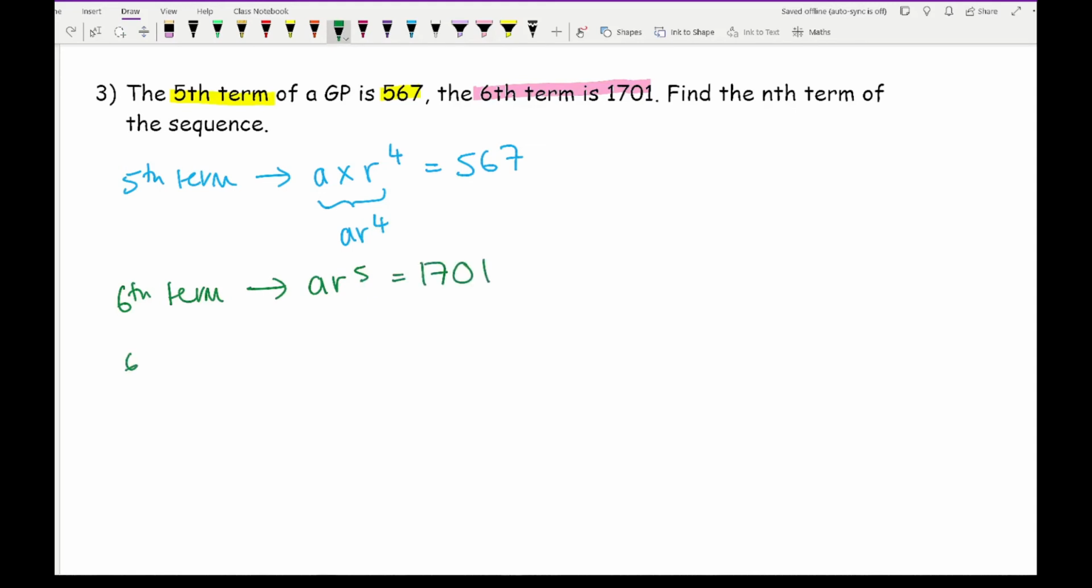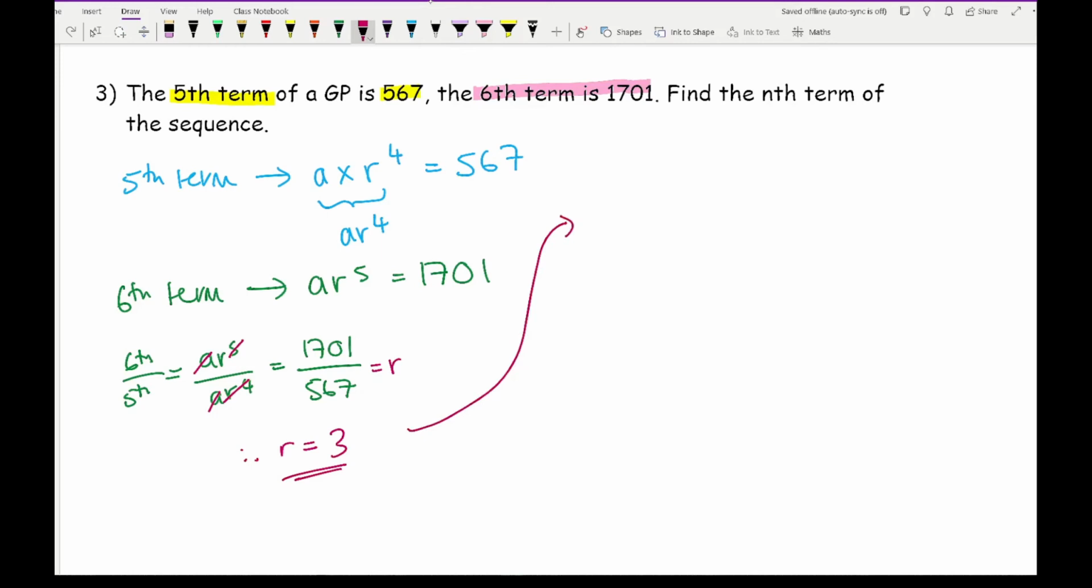So here if I do the sixth term divided by the fifth term, algebraically that's going to be ar^5 over ar^4, and that equals 1701 over 567. Then simplifying the algebraic fraction, the a's cancel, and the r's I can reduce down. So 1701 divided by 567 is going to equal r. So therefore r is going to equal, and again reaching for my calculator, not my calendar, we get an answer of 3.